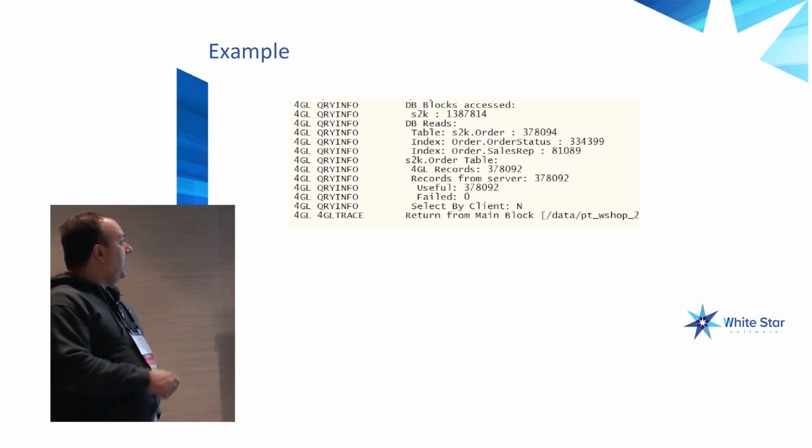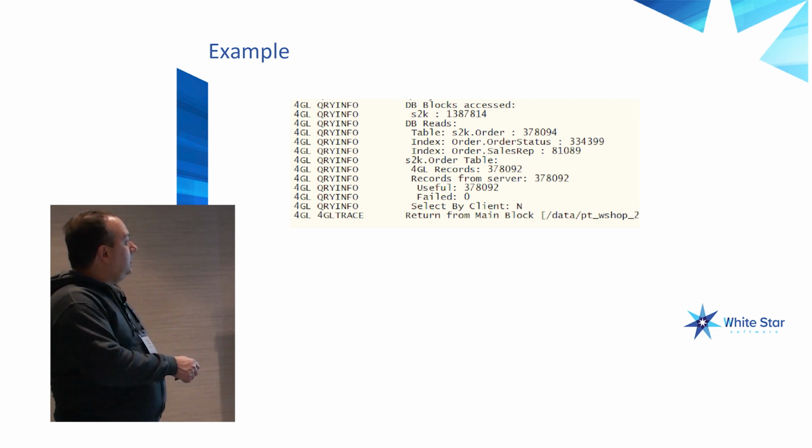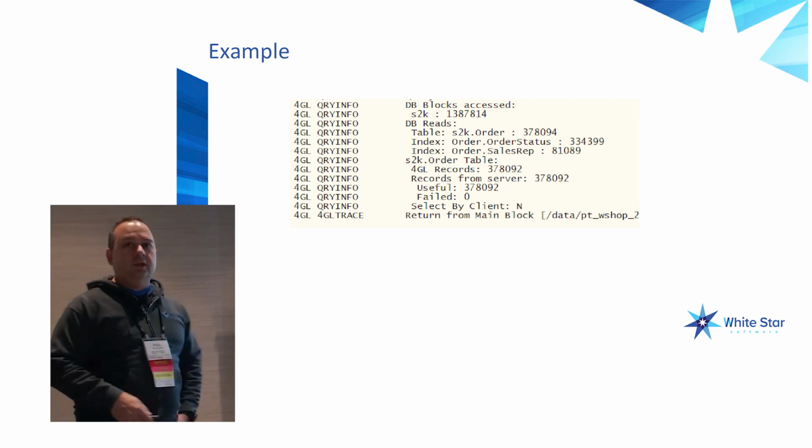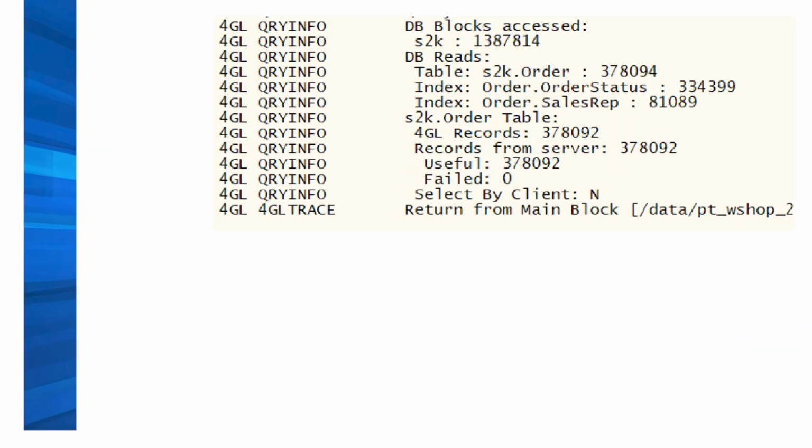Good. And your log manager will show you the same thing, right? So once again, I can see here I'm using my table order, and then I've got my two indexes that I'm selecting. So the same information is available in the log manager if you use that. I think I'm wrapping up.